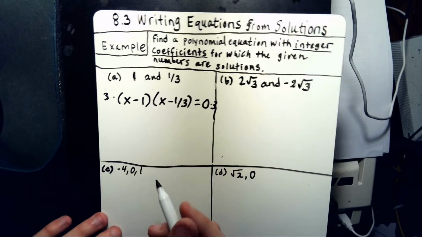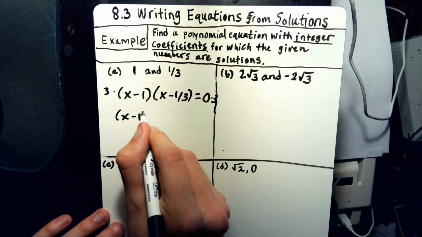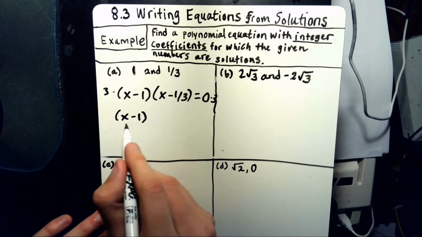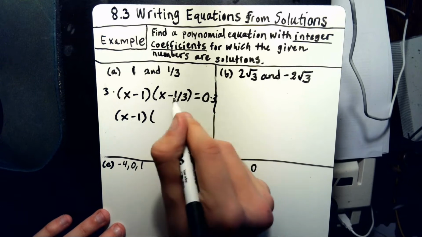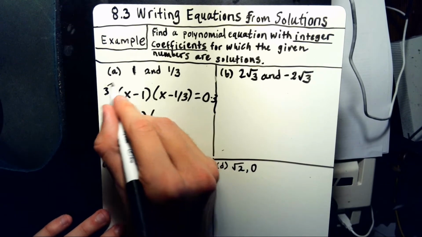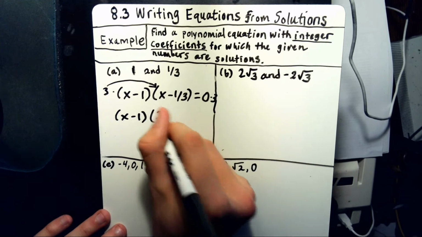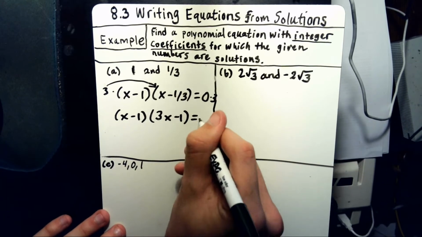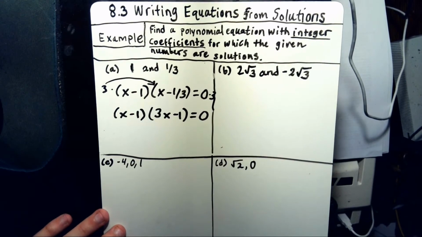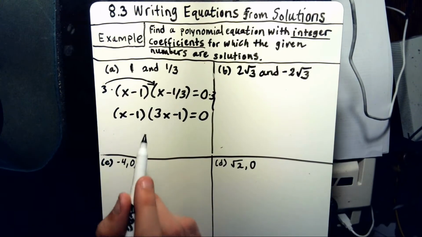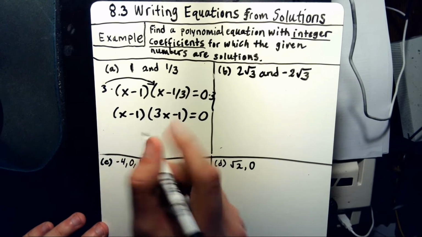And let's think about what that leaves us with. Well, I want to leave this x minus 1 factor as it is, because that's already in integers, right? There's no fractions involved. But on this one, I'm going to multiply, so basically I'm taking the 3 through only this factor. Think about it that way. And I get this. And then 0 times 3 is, of course, 0. All right, awesome. Now we've given a polynomial with integer coefficients for which the numbers are solutions, but let's just verify by multiplying it out.